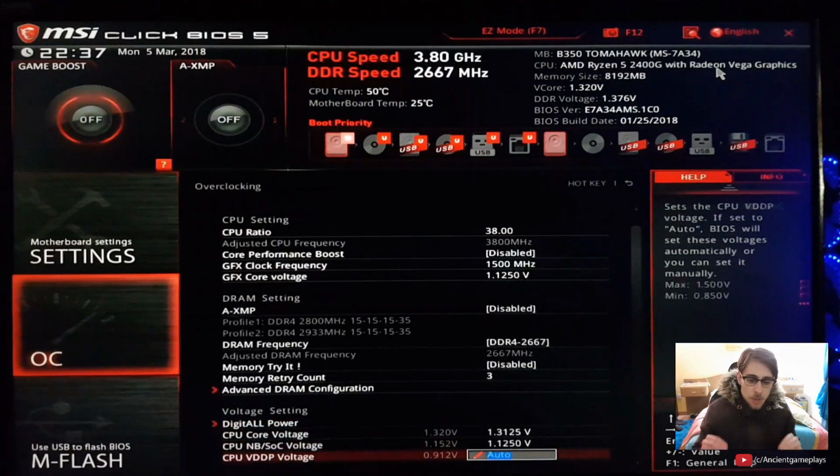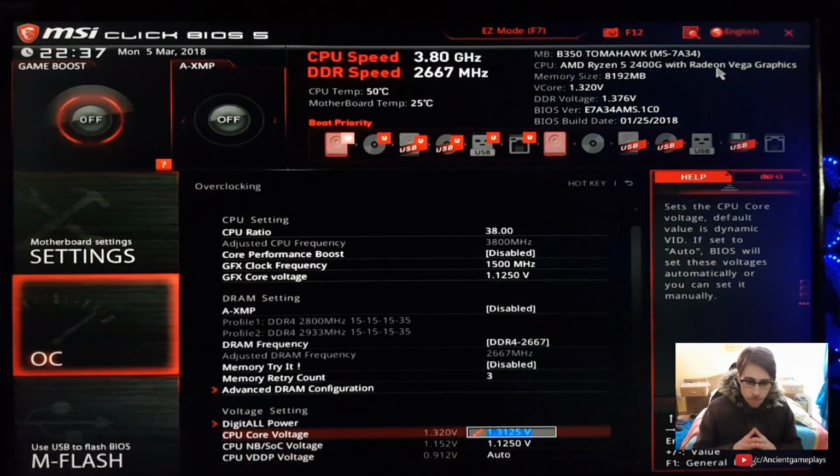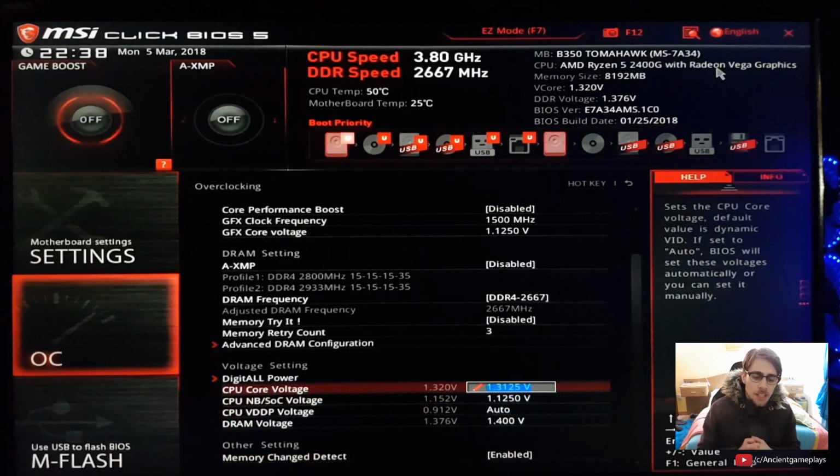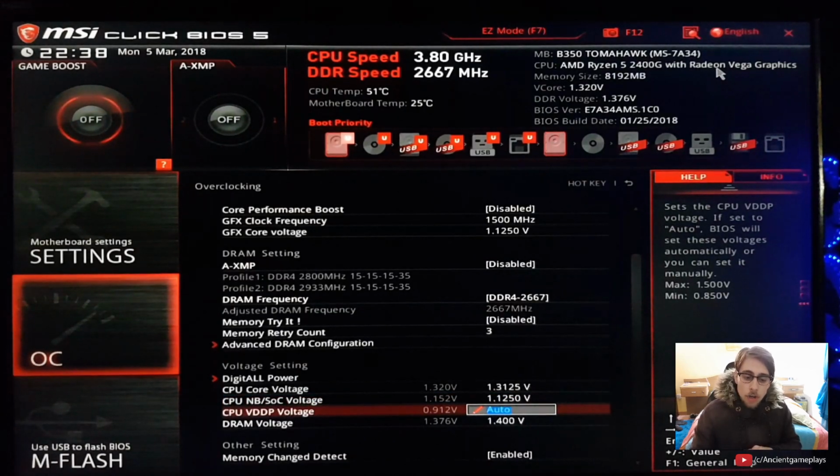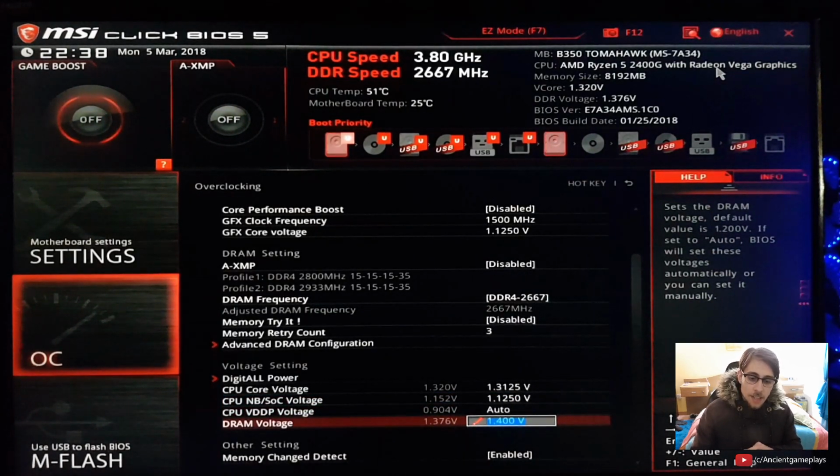As for the voltages, my CPU can do 3800 megahertz with 1.30 volts. That's the minimum I can get on this motherboard. With 1.30 I can do it, but for stability reasons, for my peace of mind, I leave it at 1.31, which the motherboard makes 1.32 volts. The CPU NB voltage is very important as well for RAM overclocking and for CPU stability, so I leave it at 1.125 volts. The RAM, I always put at 1.4 volts, and the motherboard will put it at 1.37.